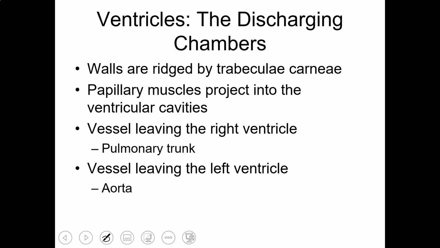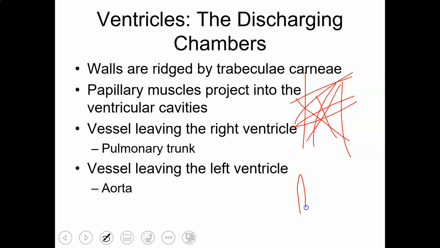Ventricles are discharging chambers. The muscle here is thicker. It's called trabeculae carneae. Trabeculae, if you'll remember, is that sort of lattice that we see in spongy bone. Carneae means meat. So these are thick bands of muscle. Some of them actually project out into the cavity of the ventricle. They're called papillary muscles.